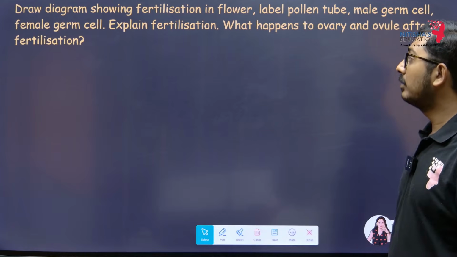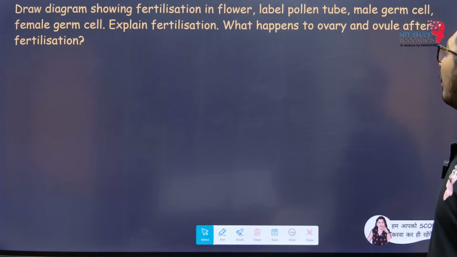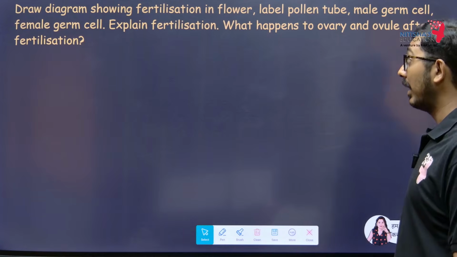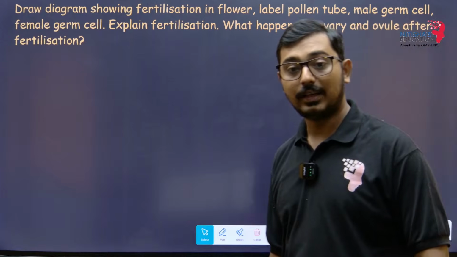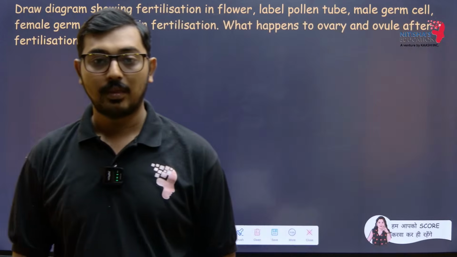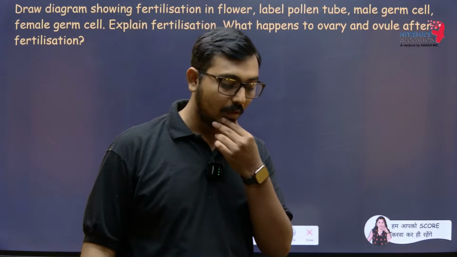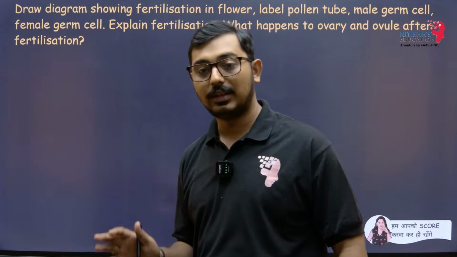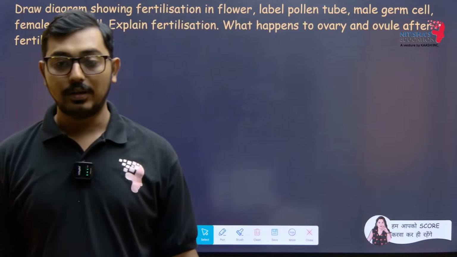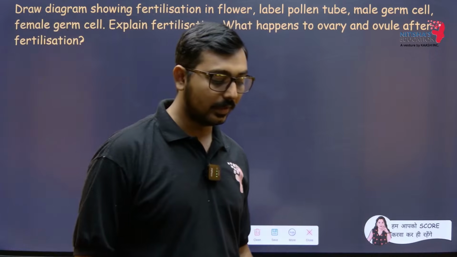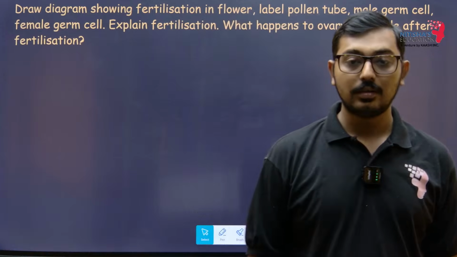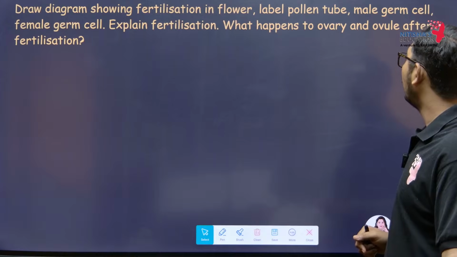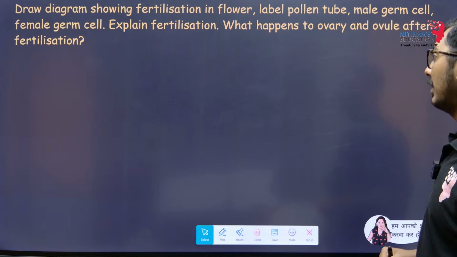Draw a diagram showing fertilization in flowers, label pollen tubes, milk tubes. Again, fertilization in flowers is also a very important diagram. The structure of the flower and all the labeling of the flower, pollen tube and stamen and all those things are important. Okay, so that diagram is very much important. Label pollen tubes, male germ cells, female germ cells.